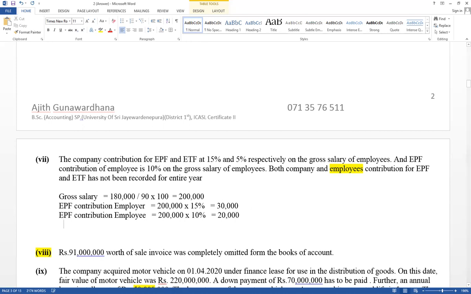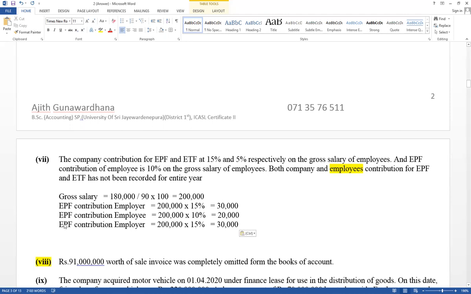Then you have to calculate ETF also, contribution of employer. ETF contribution of employer value equal 5% based on gross salary. Therefore, value equal 10.